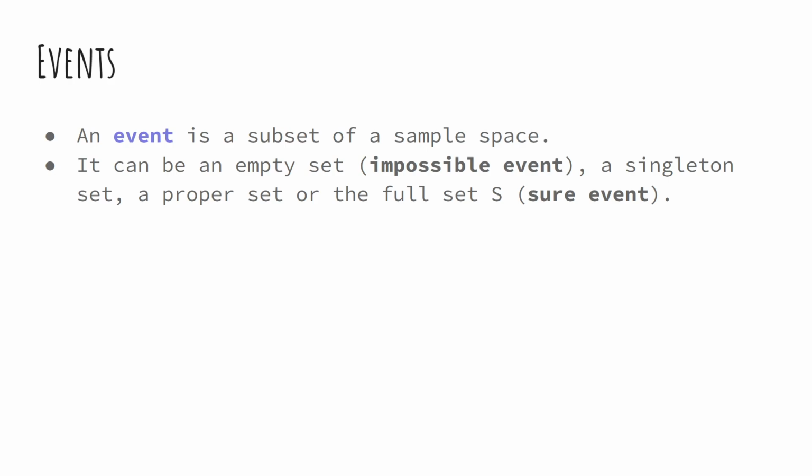Full set means it's a sure event. What do you mean by sure event? If you perform the experiment, you're going to get at least one of the elements in this, right? Because it's a sample space, all the elements are already there inside. So if you perform the experiment, one of those elements only will come, something new will not come.